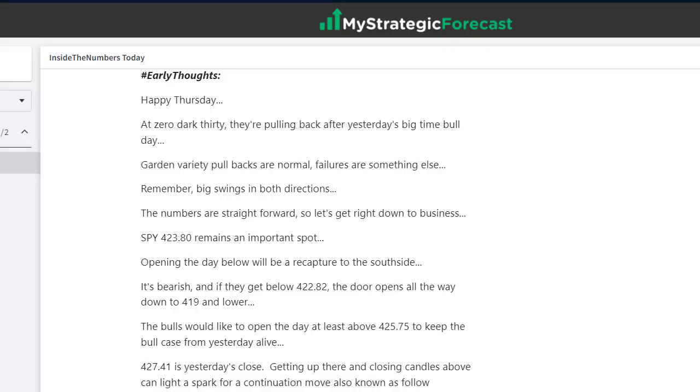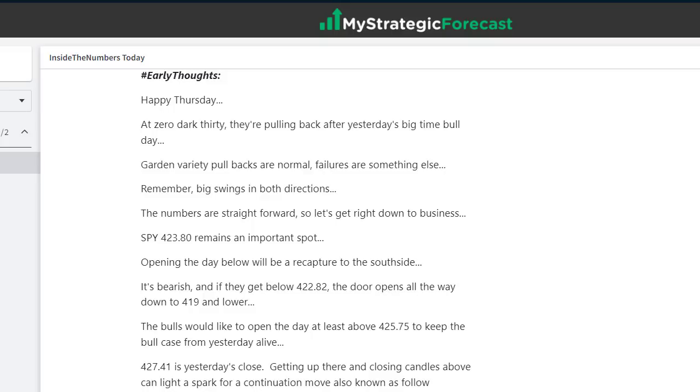Today, there is some very important stuff in here. It starts at 0 dark 30. Pay attention, get out your sticky notes, and sharpen your pencil. So they were pulling back after yesterday's big-time bull day. Garden variety pullbacks are normal. Failures are something else. So what I'm saying here really ties into what we said before, which is it was a garden variety retracement. That's normal market behavior.